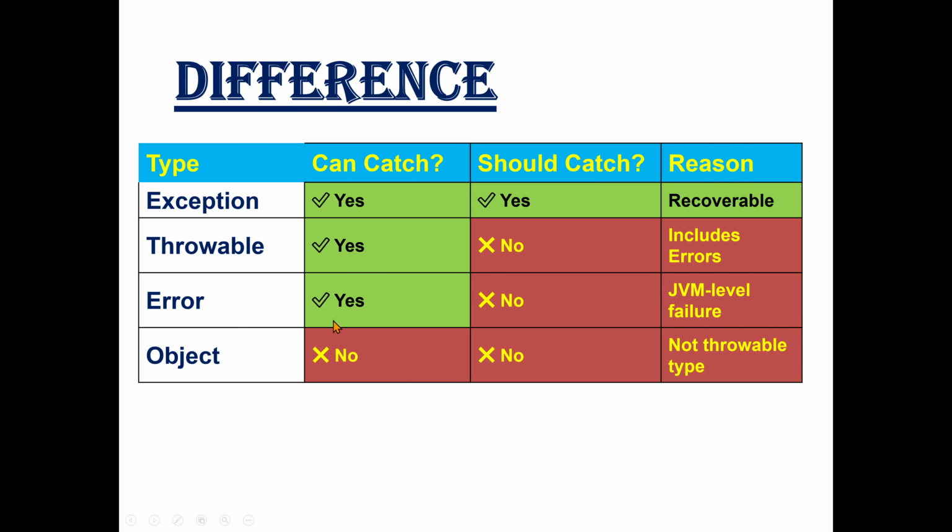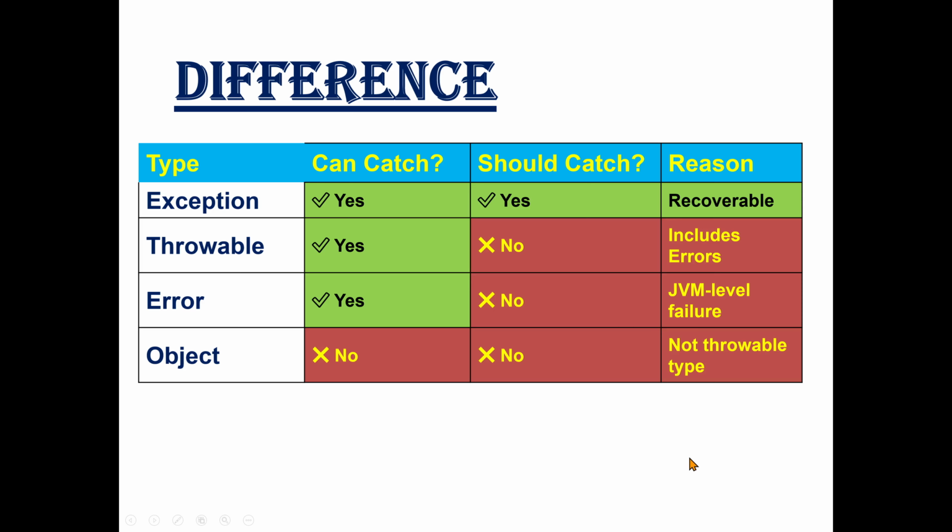What about errors? Can we catch? Yes. Should we catch? No. These are JVM level, system level failures. These are major failures. That's why we should not catch errors. Now Object: can we catch? No. Should we catch? No. Why? Because these are not throwable types. Objects are not throwable. Throwable is a dedicated class to throw and catch exceptions, and Throwable and its subclasses are eligible to be thrown and caught.